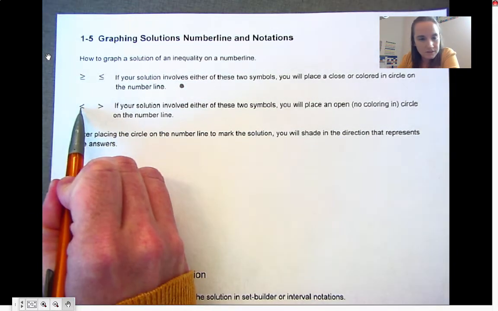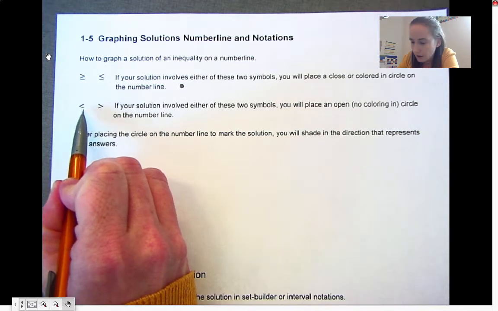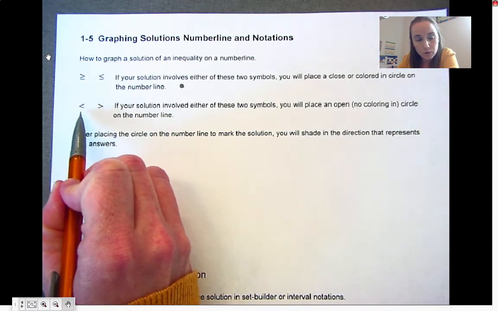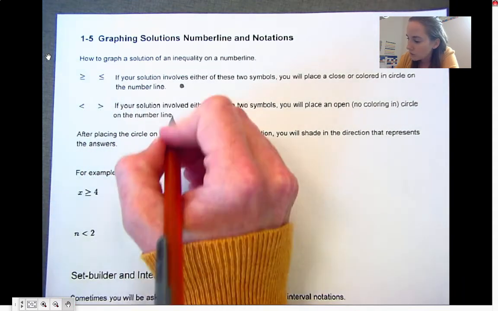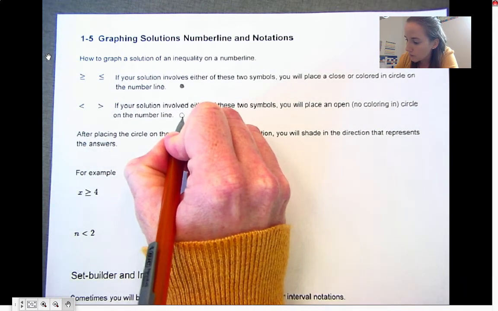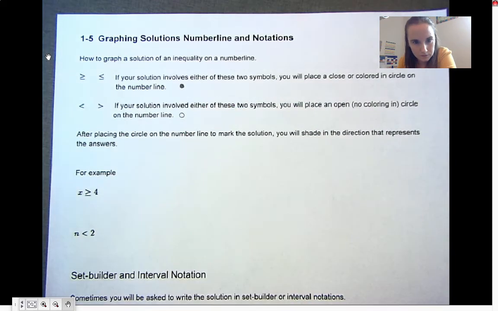And then if it does not have the equal to line up underneath, if it's just greater than or less than, you want to leave the dot open. You don't want to color it in when you're graphing.